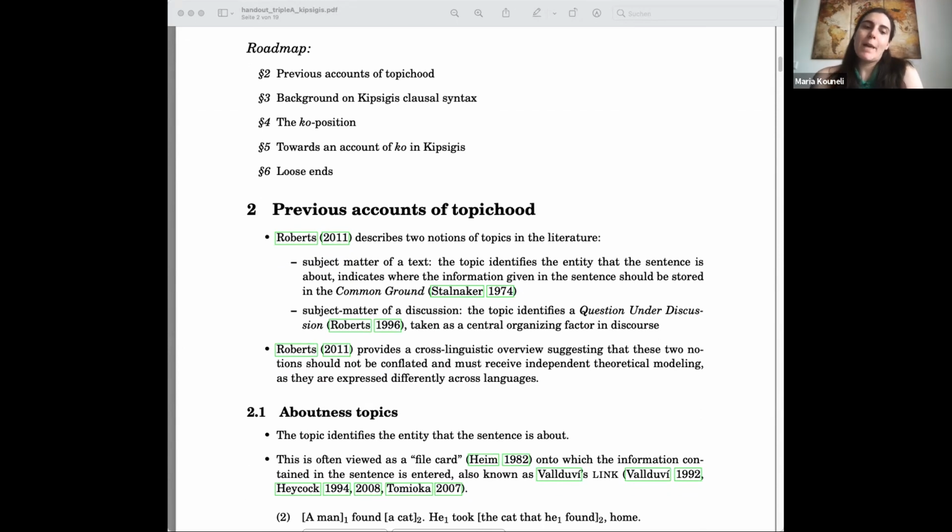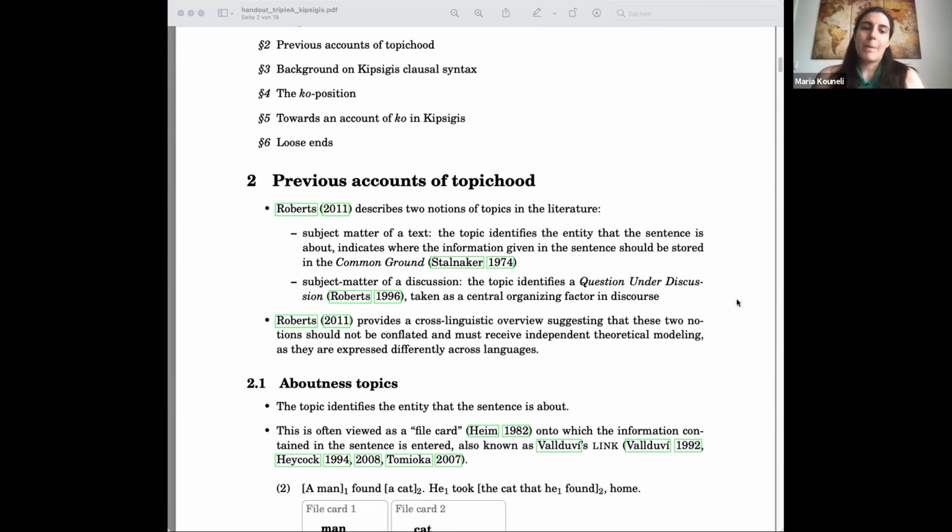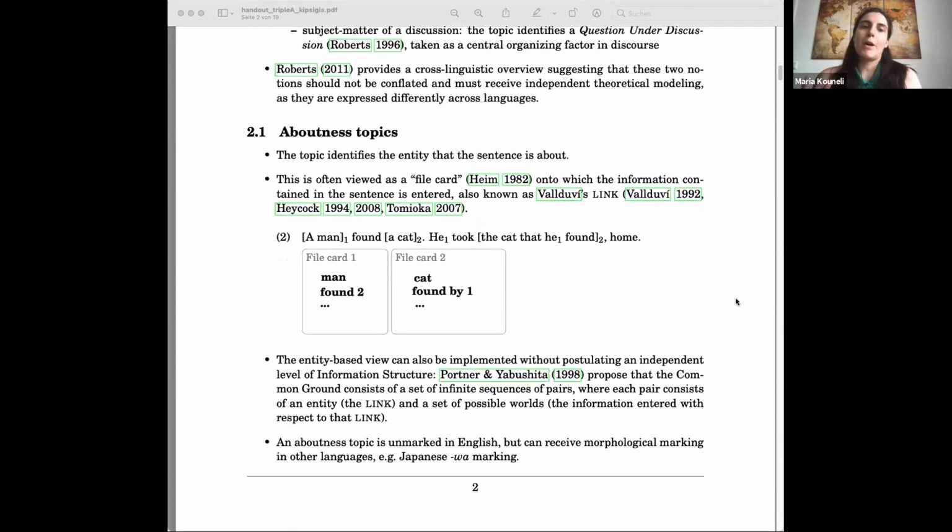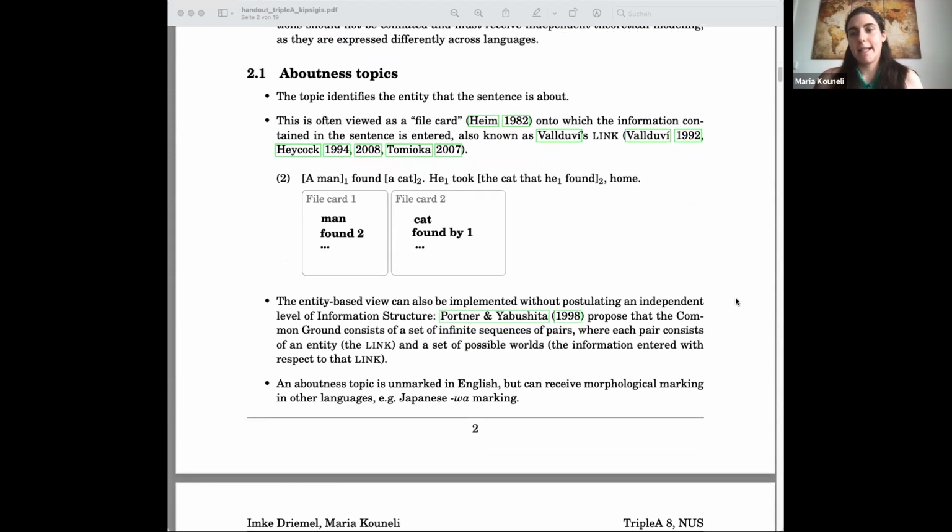So Roberts in the same paper provides a cross-linguistic overview, which suggests that these two notions should not be conflated and should receive independent theoretical modeling. And the motivation for this is that they seem to be expressed differently across languages. So we will start with aboutness topic. An aboutness topic identifies the entity that the sentence is about, and this is often viewed as a file card in Heim's sense onto which the information contained in the sentence is entered. And this is also known as Vallduví's link.